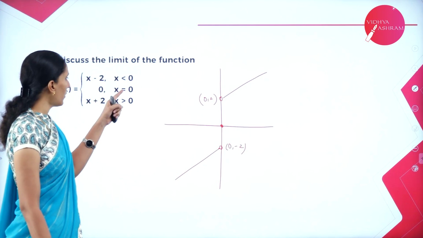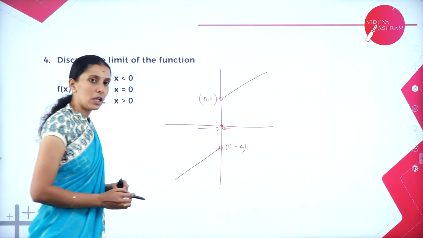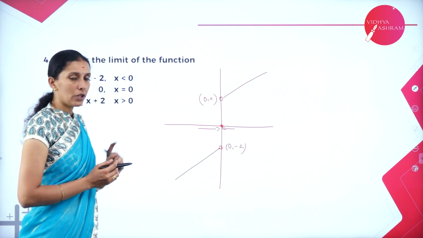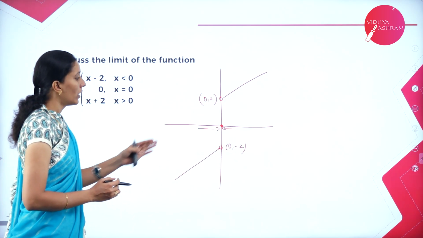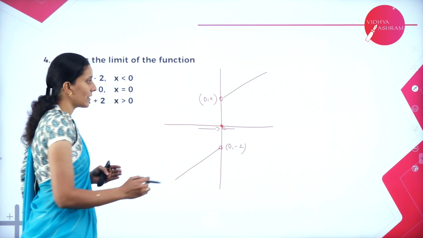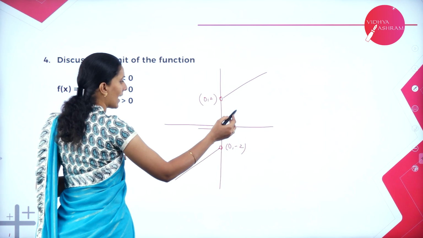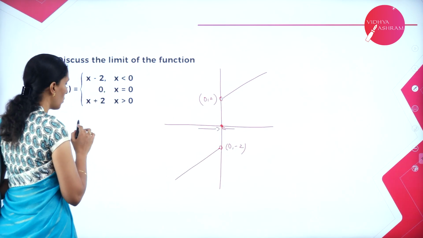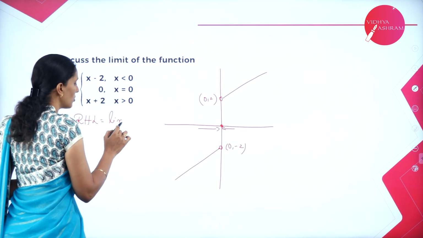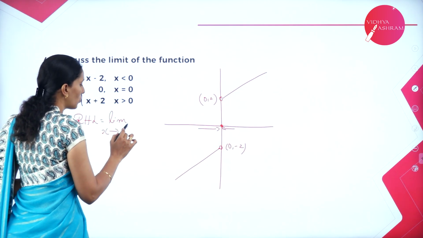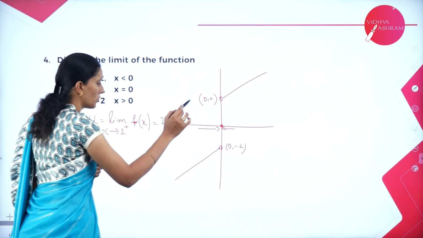Now, let us see the point x is equal to 0 from the right side as well as from the left side. At the point x is equal to 0, the functional value is 0, but for all the values x greater than 0, that is close to 0 but greater than 0, clearly the functional value is 2. So, from the right side, the functional value is 2. So, what can I write? My right hand limit, the limit of the function as x approaches 0 from the right side, the value of the function is equal to 2.